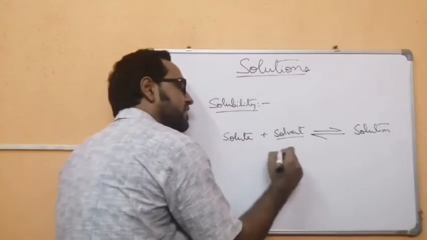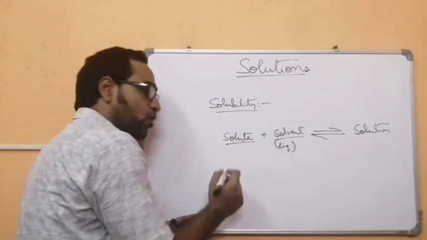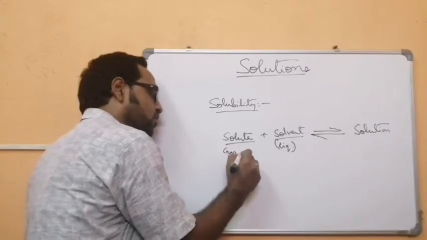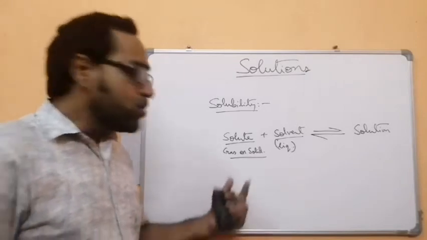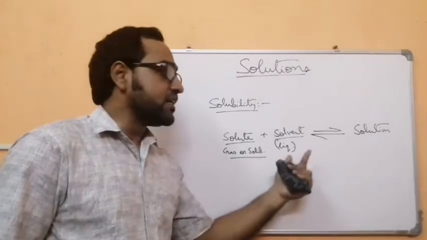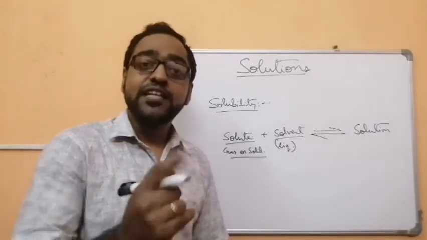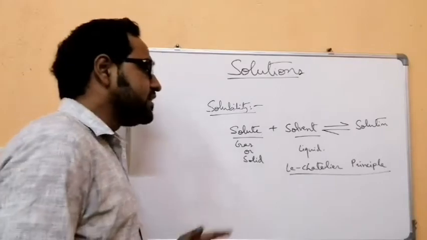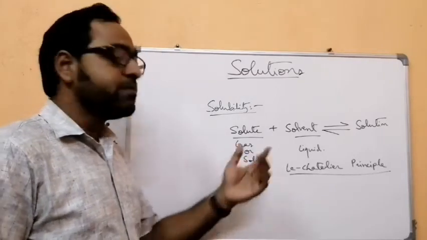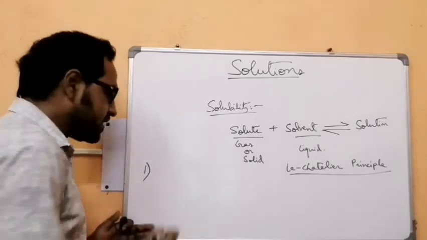When the solvent is liquid and the solute is gas or solid, the solubility of gas or solid in liquid is a dynamic equilibrium process and hence is governed by Le-Chatelier principle. Now the first factor which influences the Le-Chatelier principle or the equilibrium condition is the temperature. The first factor is temperature.